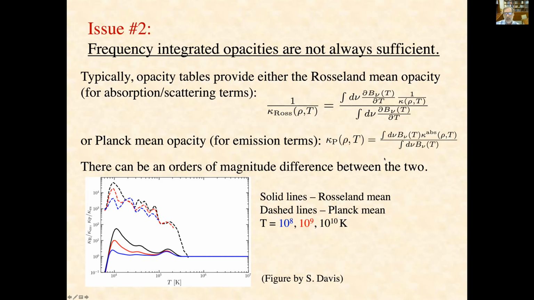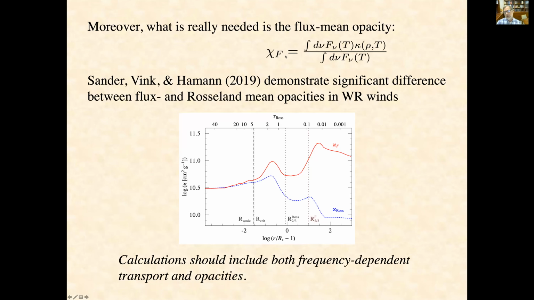And it turns out that neither the Rosseland mean nor the Planck mean is what you need in radiation hydrodynamics. What you really need is a flux mean, right? What you really want to compute is the integral of the frequency dependent flux times the frequency dependent opacity. That's the radiation force. And so the flux mean times a mean frequency integrated flux is the right mean quantity to be using. And it turns out that the flux mean can be very different than the Rosseland mean.